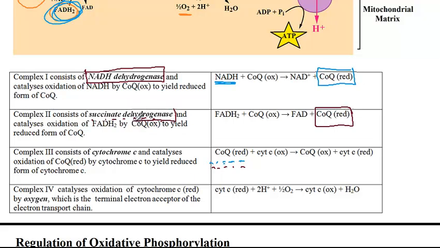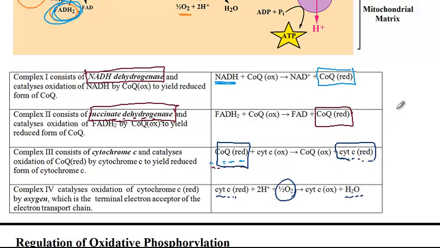activity of succinate dehydrogenase. Then we have complex 3, which consists of cytochrome C, and this complex catalyzes oxidation of coenzyme Q. So this coenzyme Q will now undergo oxidation in order to yield a reduced form of cytochrome C. And then finally, complex 4 catalyzes oxidation of cytochrome C in order to transfer electrons to oxygen and yield H2O.